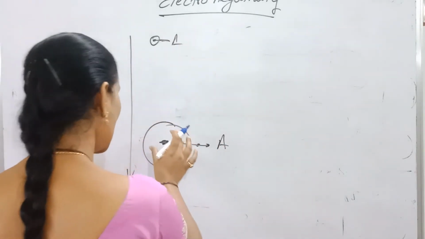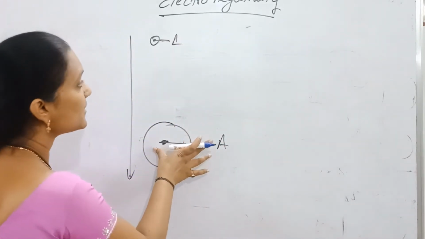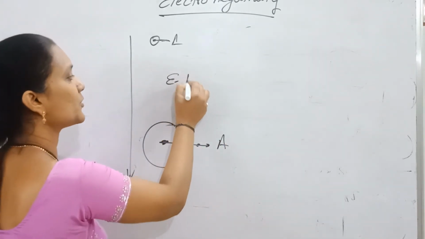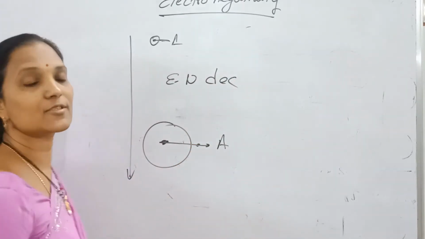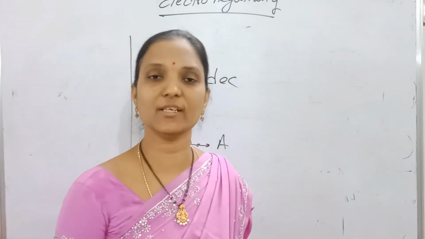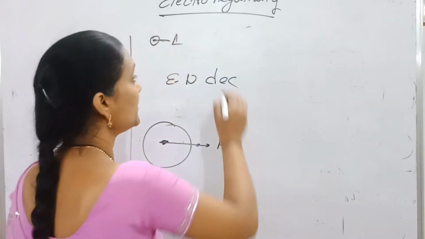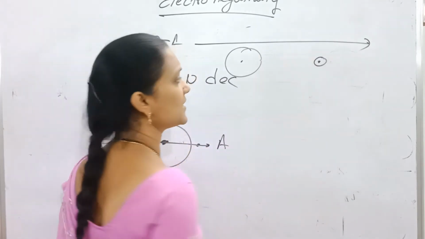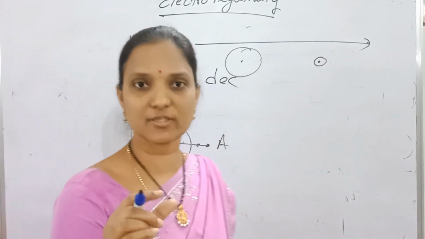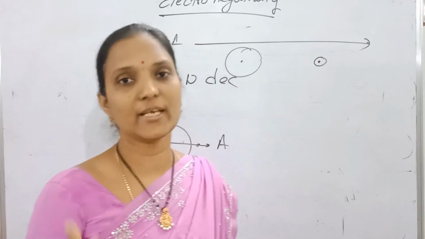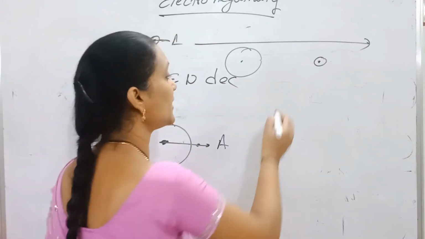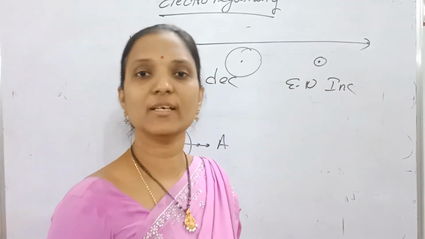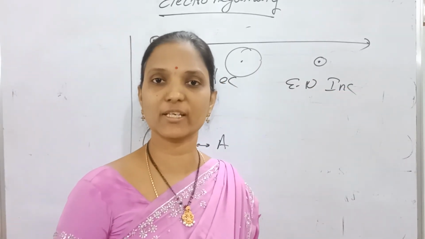So size increases, distance increases. Distance increases, attraction decreases. Attraction decreases means electronegativity decreases. So down the group, electronegativity decreases. Now, in a period from left to right, size decreases. Size decrease means distance decrease. Distance decrease, attraction increases. Attraction increases, electronegativity increases. So in a period from left to right, electronegativity increases. Down the group, electronegativity decreases.